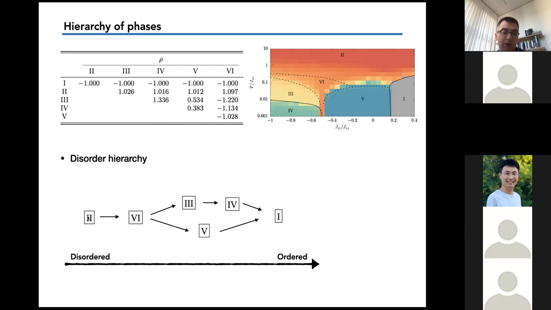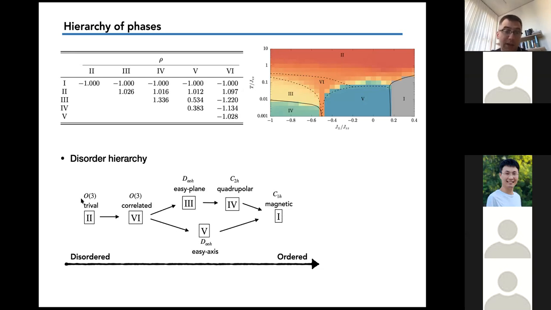We know that two is the most disordered, then six. And then there are like two paths, three, four versus five, and one is the most ordered. This already we know. We don't know yet the symmetry of those phases. For this, we have to look at those structure constants.